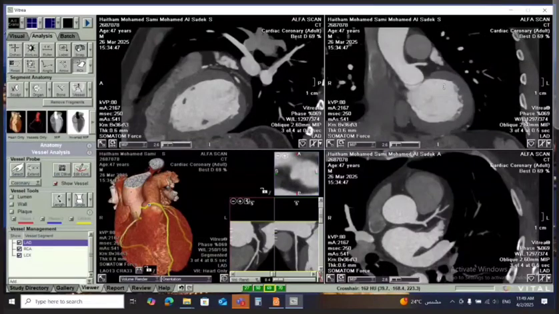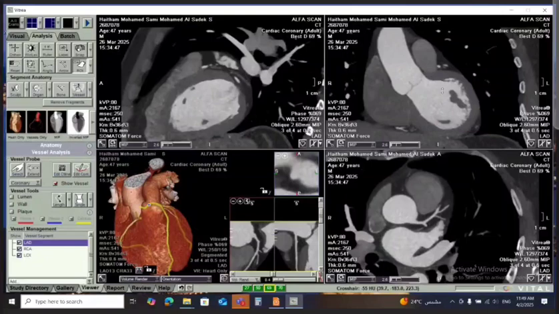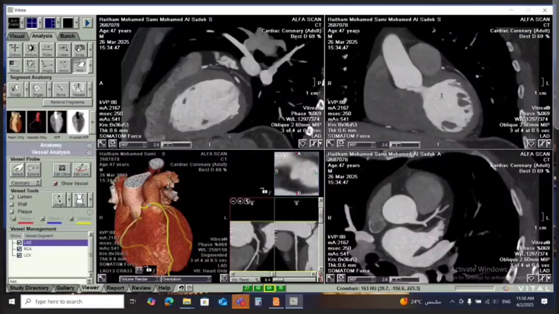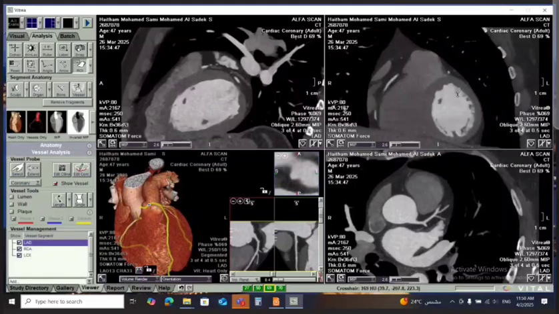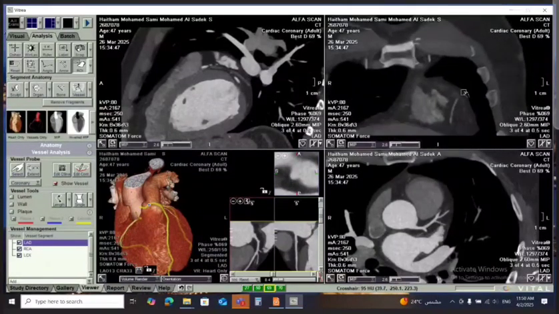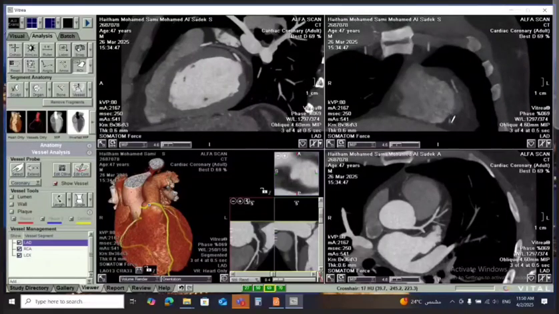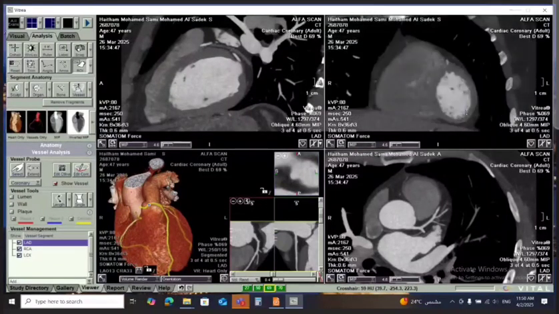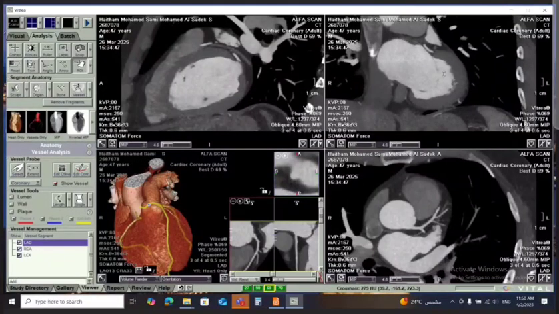Okay, the left anterior descending artery is this artery. Okay, and this is a diagonal branch. The left anterior descending artery reaches down to the level of the apex. And this is the left circumflex artery.